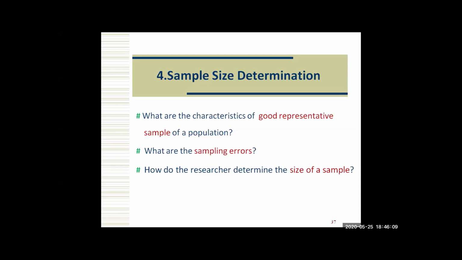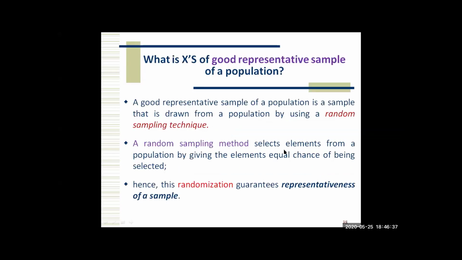That will lead to a deviation between the population parameter versus the sample statistics. And one thing you also need to know in this part is how the researchers determine the size of the sample. The size of the sample will be determined by the researcher by using different statistical formulas. I will also give you a hint how to use those specific formulas.